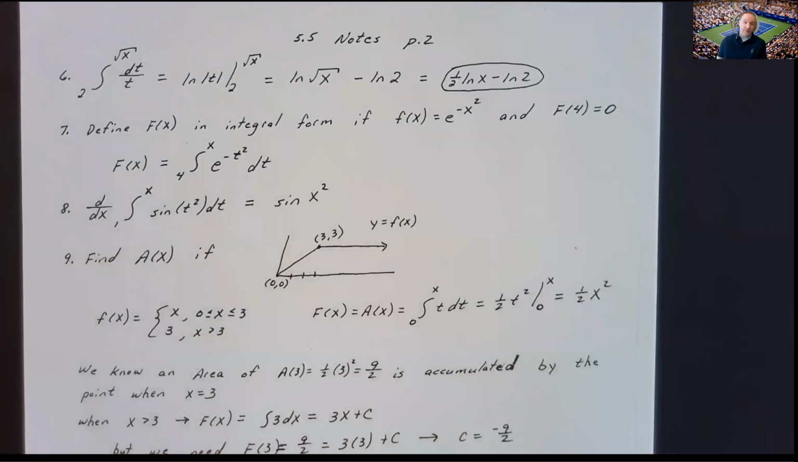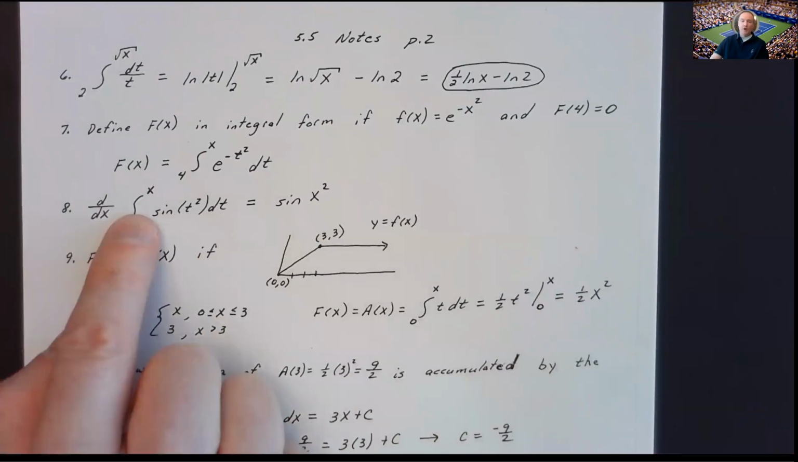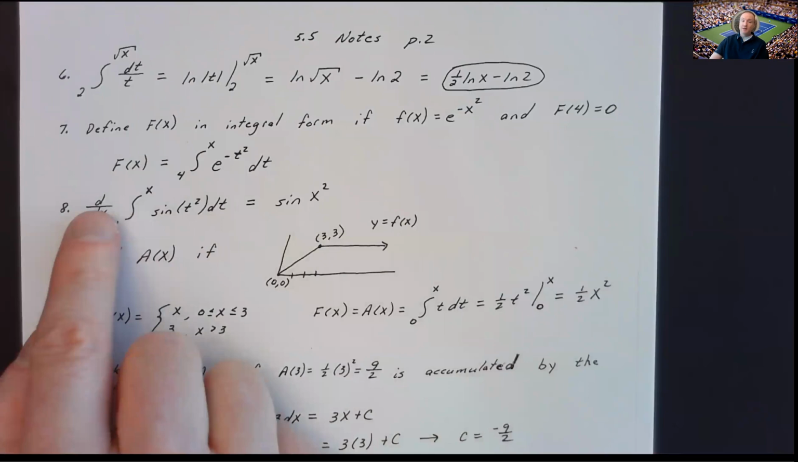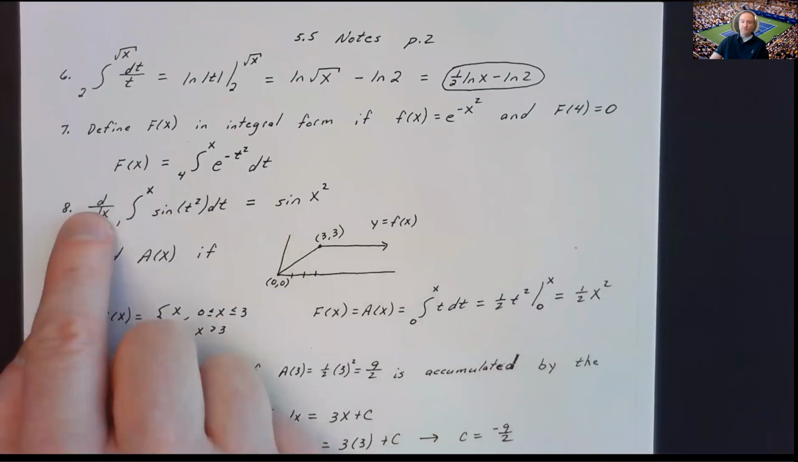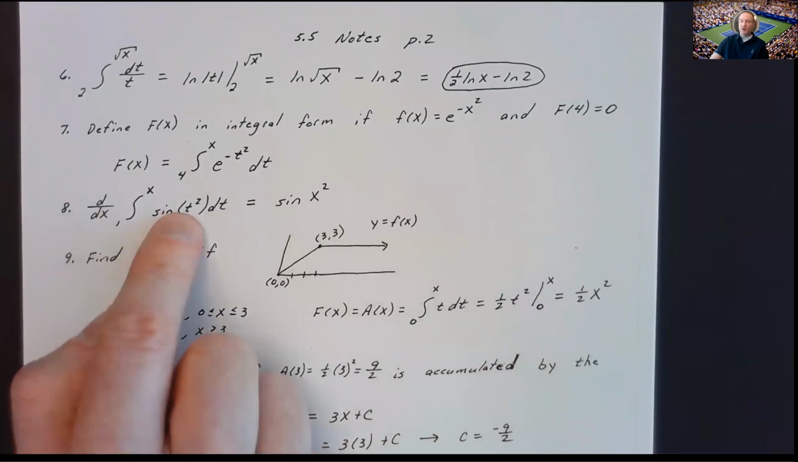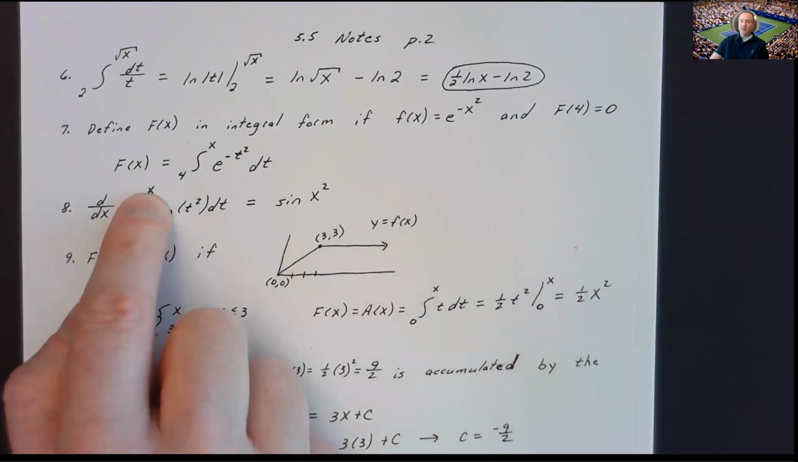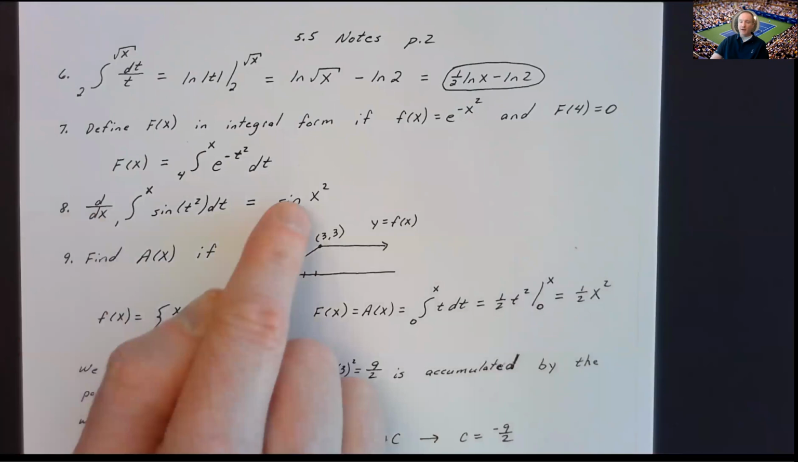So I don't have to worry about integrating it because I can say, well, the derivative of this integral, whatever the integration does, the derivative will undo. So it's just going to be the function on the inside evaluated at the limits of integration. So instead of the sine of t squared, I get the sine of x squared.